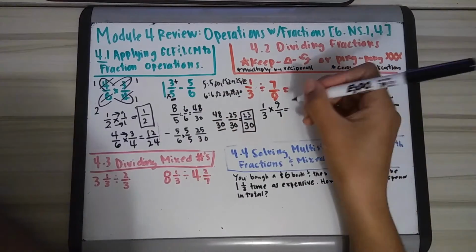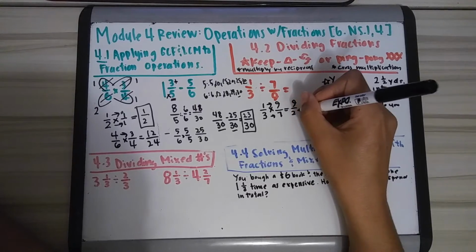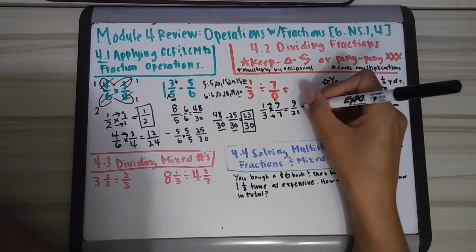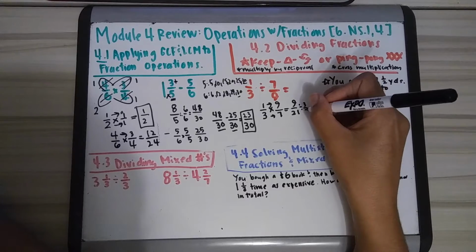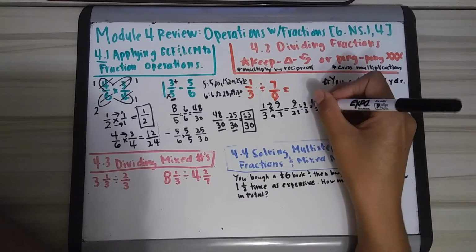Now, if you forget to cross cancel, you can multiply straight across. That will give you 9 over 21. And then you have to look at a common factor, which we have a common factor of 3. So then 9 divided by 3 is 3, and 21 divided by 3 is 7.